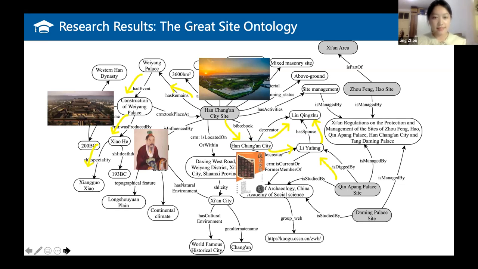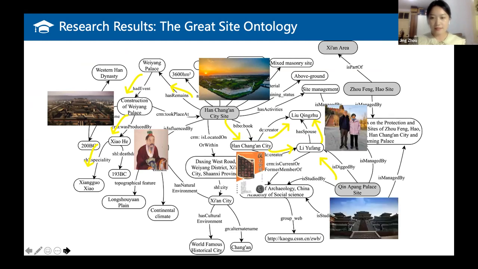The Han Chang'an city site is described by a book named Han Chang'an City, and it has two creators, Liu Qingzhu and Li Yufang. Liu Qingzhu is also Li Yufang's spouse, and Li Yufang and the Qin Epang Palace site is also dug by Li Yufang.